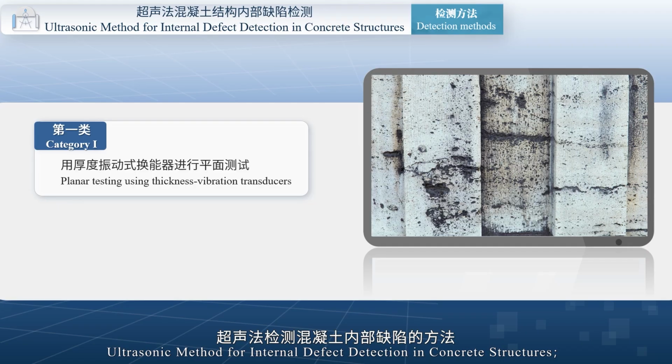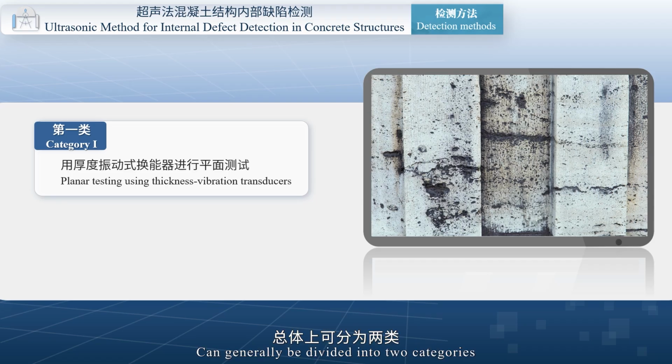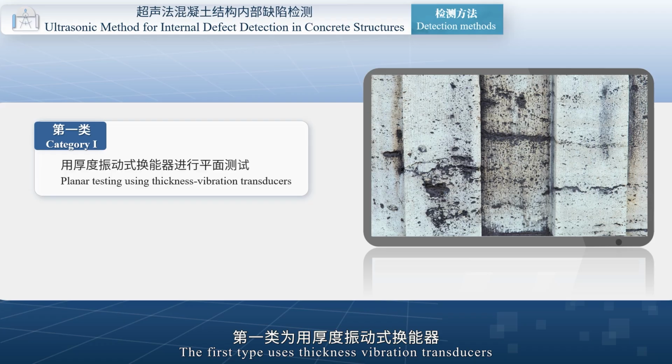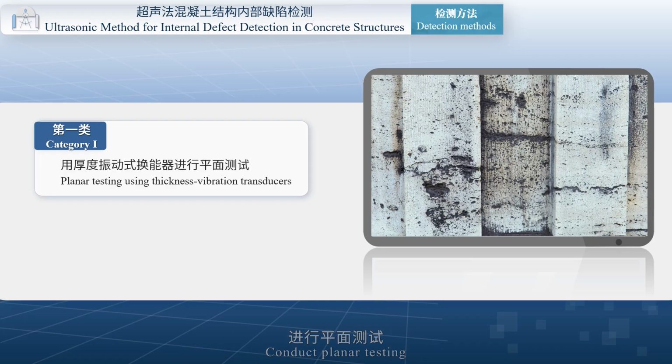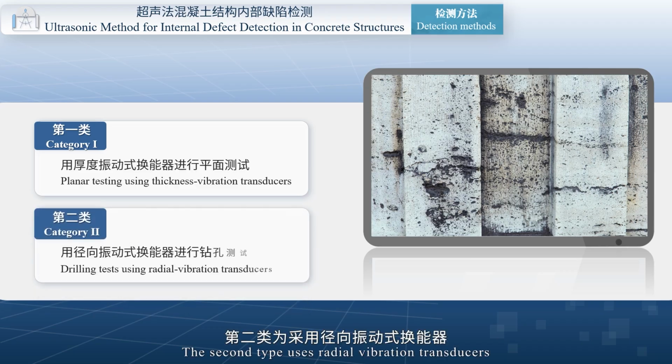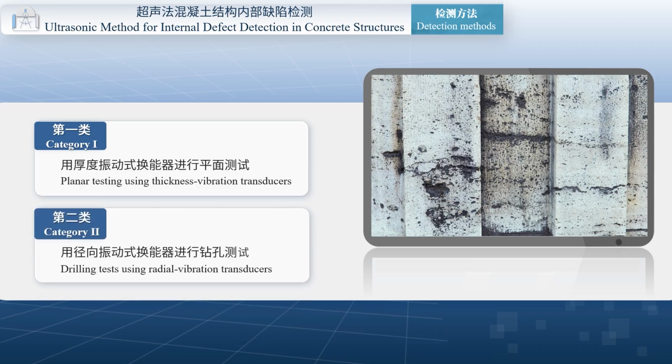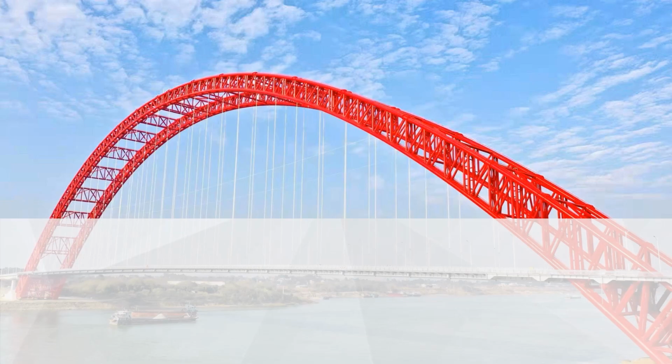Ultrasonic methods for internal defect detection in concrete structures can generally be divided into two categories. The first type uses thickness vibration transducers to conduct planar testing. The second type uses radial vibration transducers to conduct drilling tests.